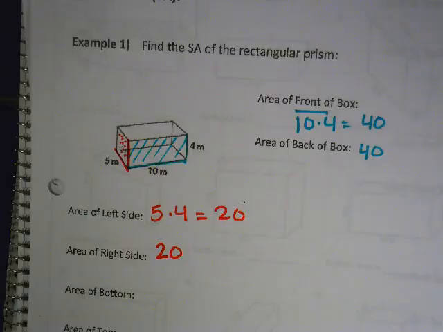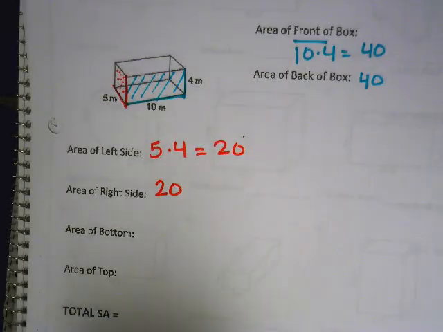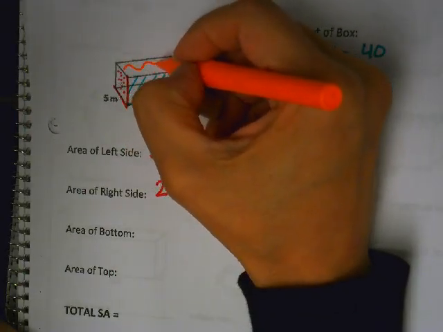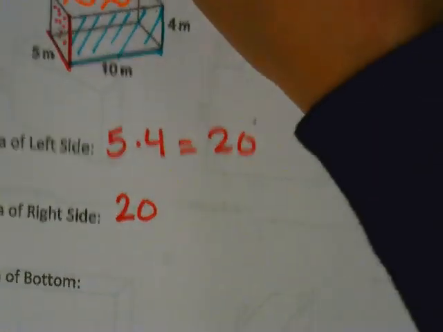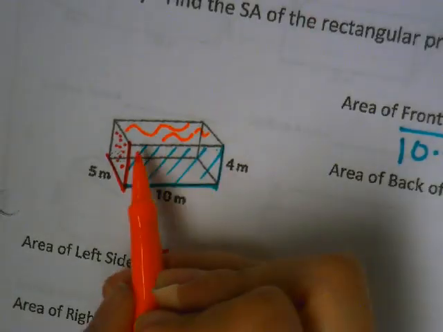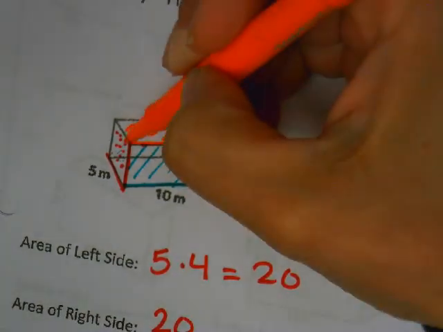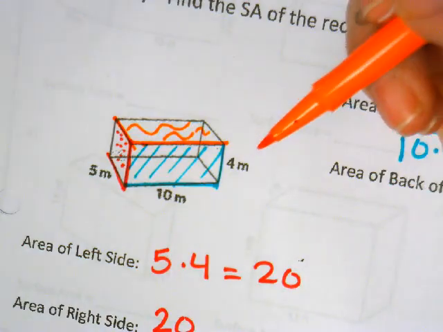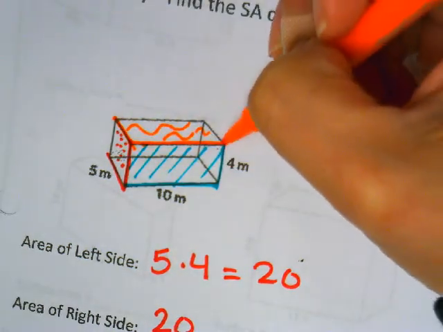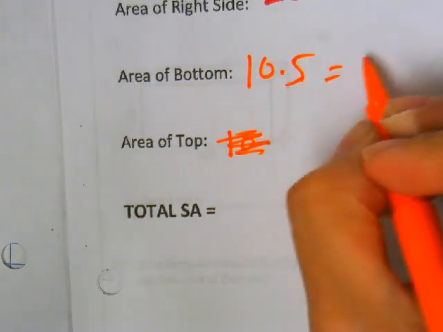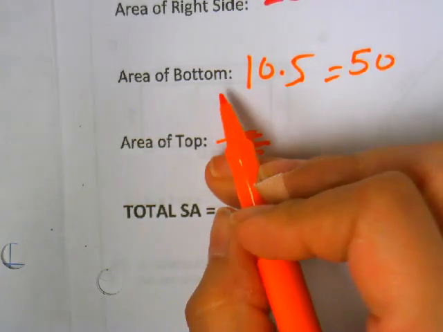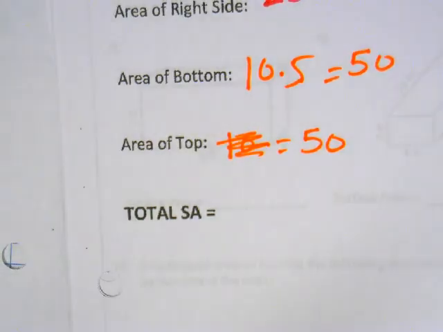The bottom or top would be this part right here. I'm going to do some squiggly lines so you see the difference between the three sides. What's the measurement of this side? 10. And this? 5. Not to be confused with 4. So 5 is going back, 4 is not going back. So 10 and 5 times, what's 10 times 5? 50. So if the bottom is 50, then the top is also 50.